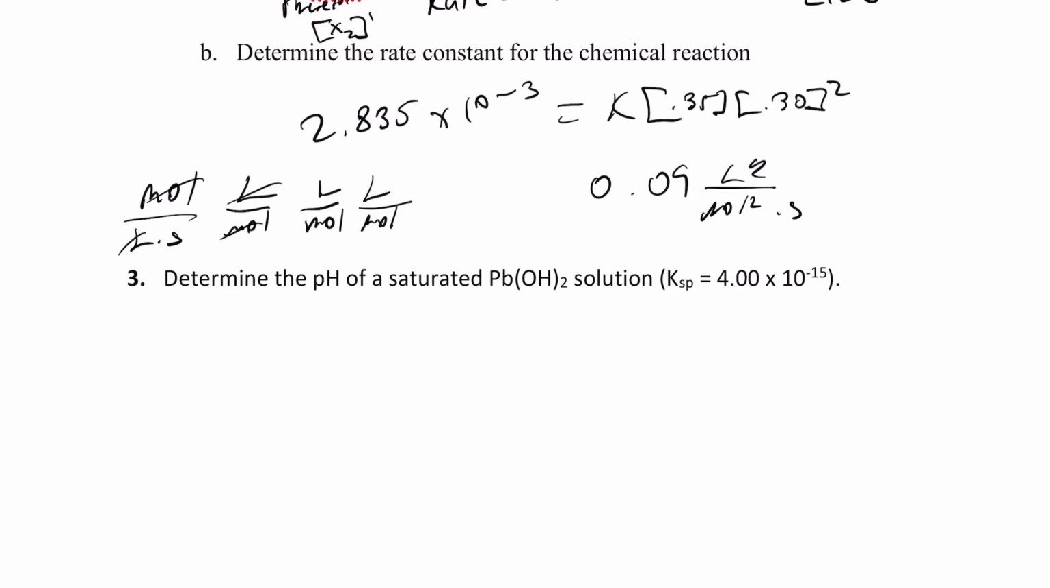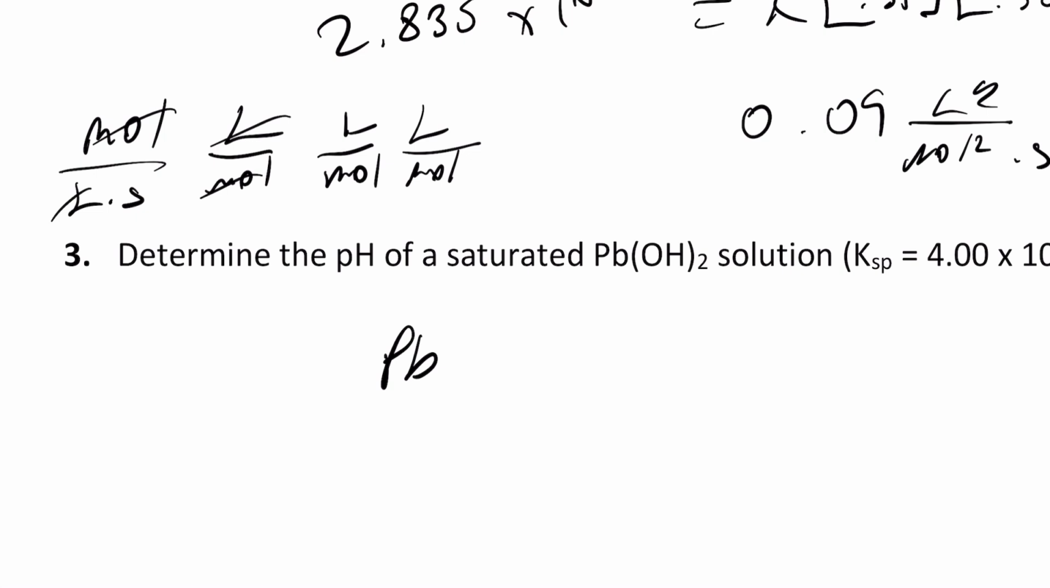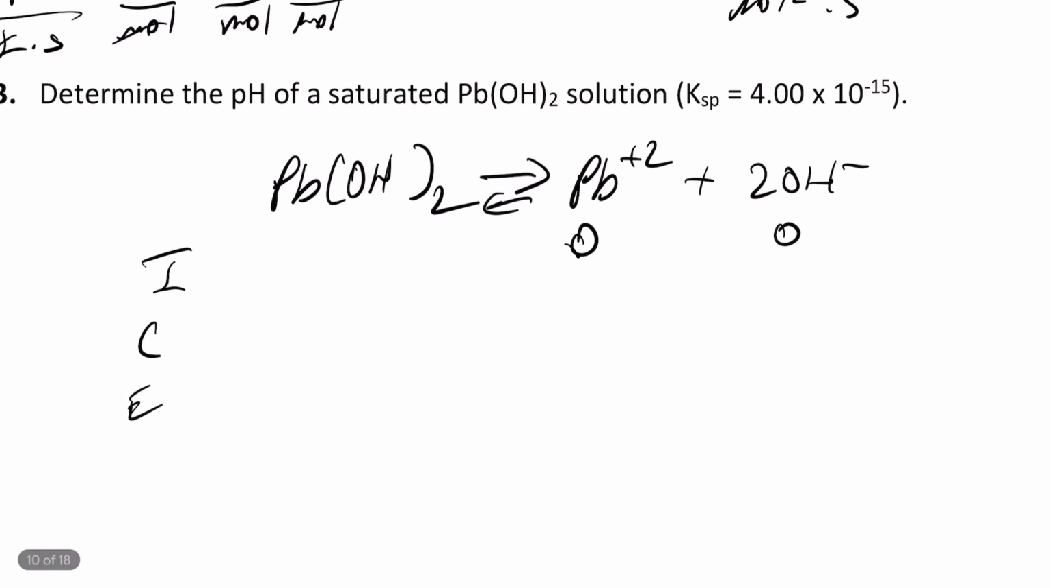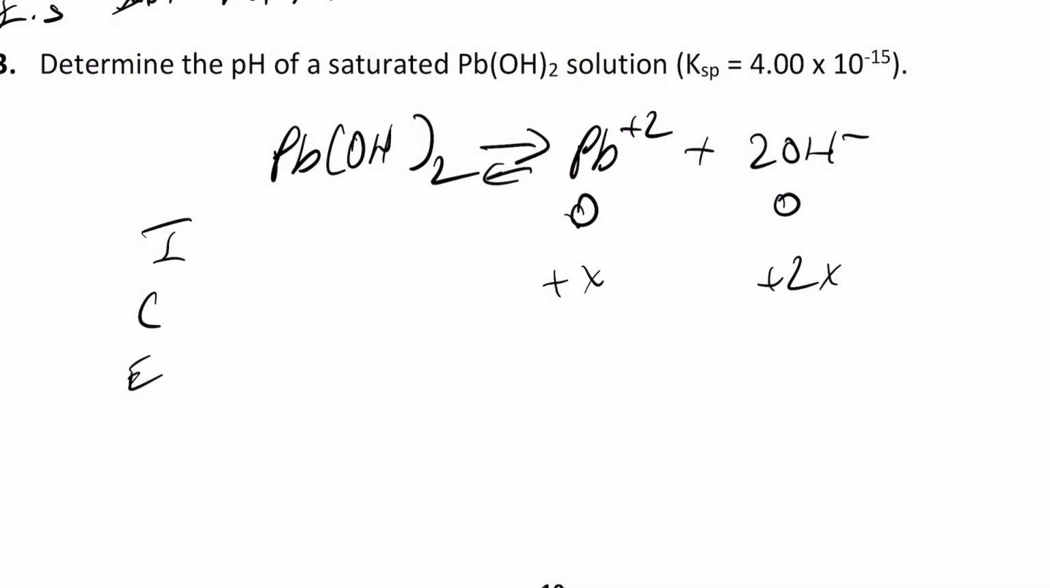What is the pH of a saturated solution of lead 2 hydroxide? KSP is 4.00 times 10 to the negative 15. First, you've got to write the KSP, the dissolution of this. So it would be this, and you're dissolving this and making Pb plus 2 plus 2OH minus. You've got to ICE it out: 0, 0, plus x, plus 2x because of the coefficient, and then you're left with x and 2x.